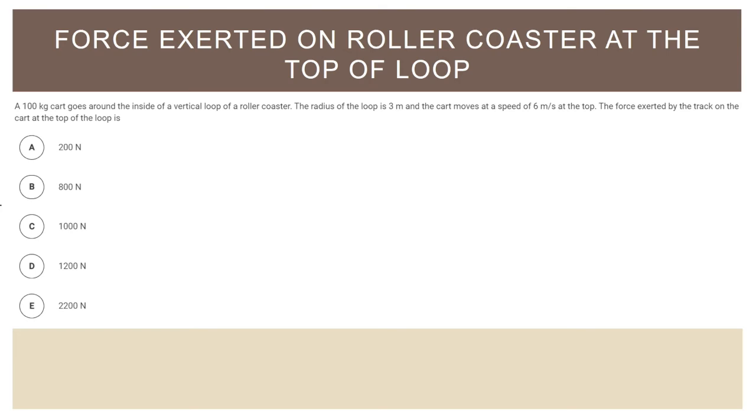The next question here, which is the question that I think the most people got wrong, says force exerted on the roller coaster at the top of the loop. It says you got a 100-kilogram cart going around the inside of a vertical loop of a roller coaster. The radius of the loop is 3 meters, and the cart moves at a speed of 6 meters per second at the top. The force exerted by the track on the cart at the top of the loop is, and you got 200, 800, 1,000, 1,200, or 2,200 newtons.